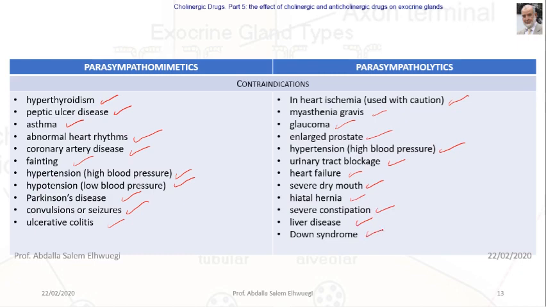So these are generally the general contraindications of cholinergic and anticholinergic drugs. By this, I hope that I have finished the most important principles of cholinergic and anticholinergic drugs.